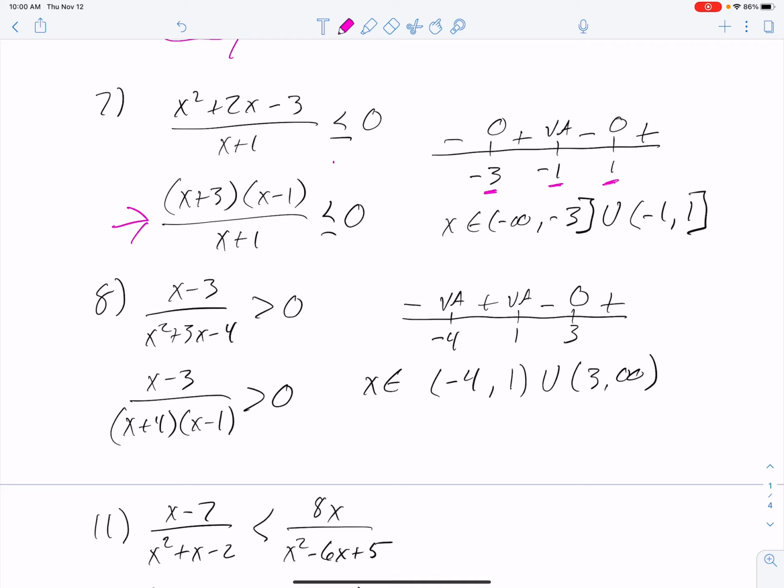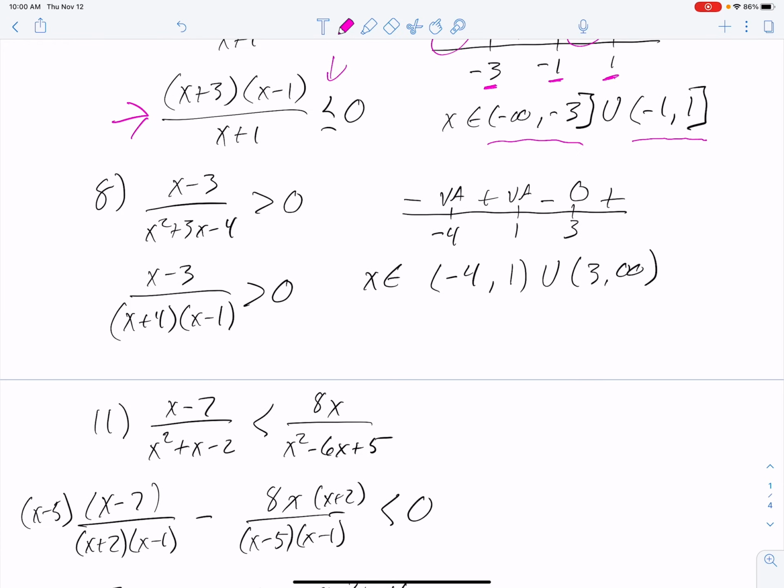And since I'm looking for values that are less than or equal to 0, I'm going to focus on the negative parts of my sign pattern. So that's -infinity up until and including -3. And then -1, not including it because it's a vertical asymptote, up until 1, but I include the 1 because that was a 0.